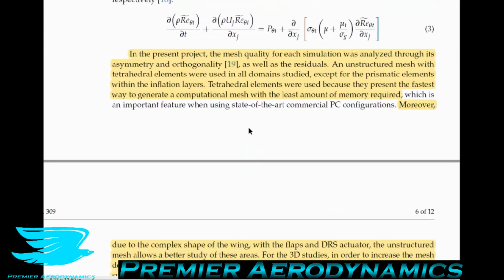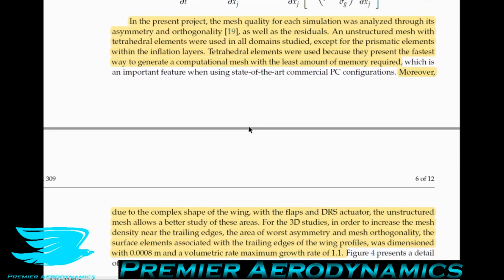And they say that tetrahedral elements were used because they present the fastest way to generate a computational mesh with the least amount of memory required. And that's a big deal because some cells take up a lot of memory. Generally speaking, it's about 1 million cells for every gig of RAM you have for a Navier-Stokes solver. If you use the lattice Boltzmann method, then that does change depending on the software you're using. The best I know of at the moment is about 16 million cells, or 60 million boxes, I should say, for every gig of RAM.